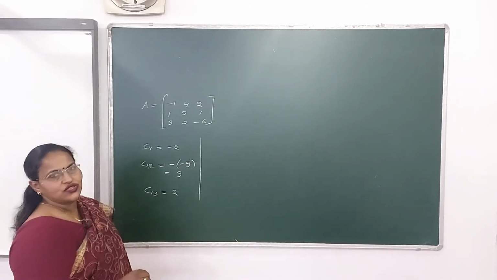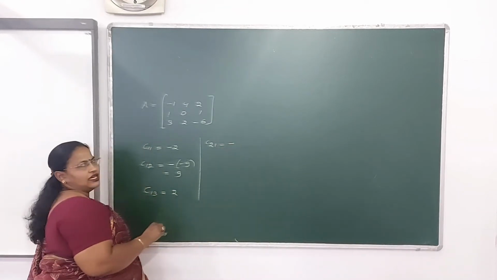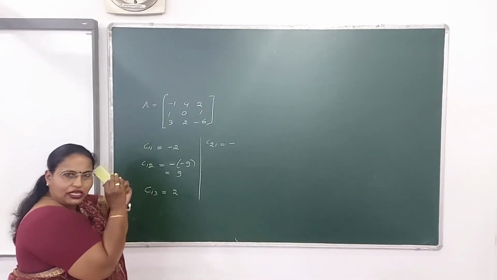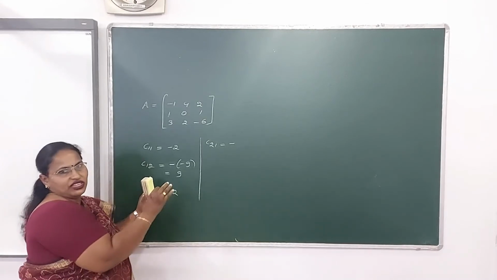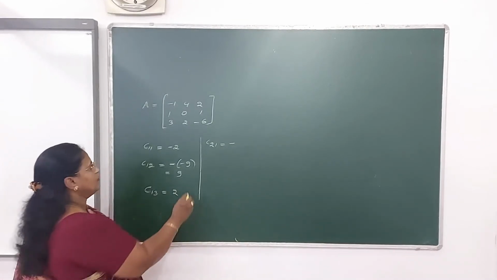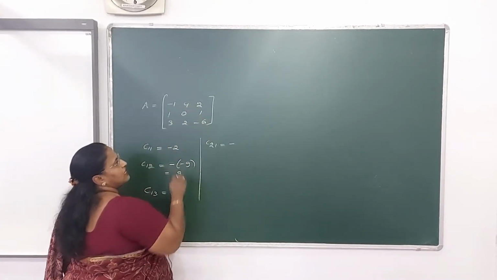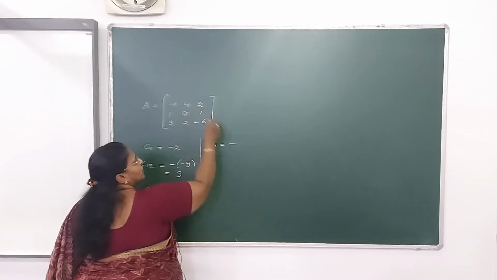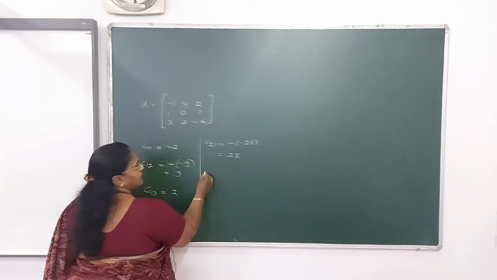Likewise, we'll move to the next row. C21. 2 plus 1 is odd. Place a minus sign there. Don't forget, you have to remember this: if it is odd, then you have to place a minus sign. If it is even, then nothing to mention. C21, second row and first column deleted. It's 4 into minus 6, minus 24, minus 4. It's coming minus 28. So it's plus 28.